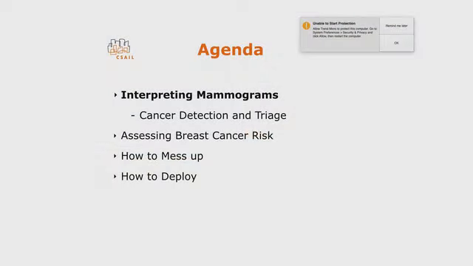So for this section, I'm going to talk about some of our work in interpreting mammograms for cancer. Specifically, it's going to go into cancer detection and triaging mammograms. Next, we'll talk about our technical approach to breast cancer risk. And then finally close up on the many different ways to mess up and the way things can go wrong, and how to support clinical implementation.